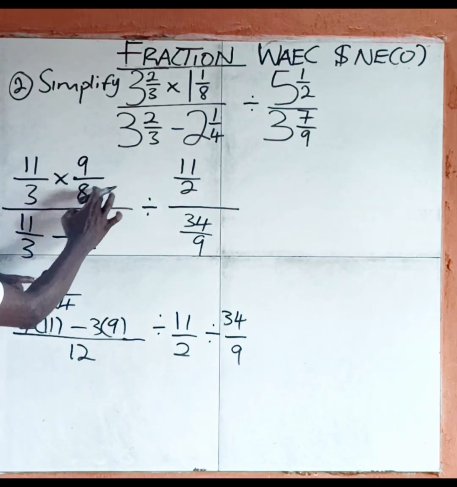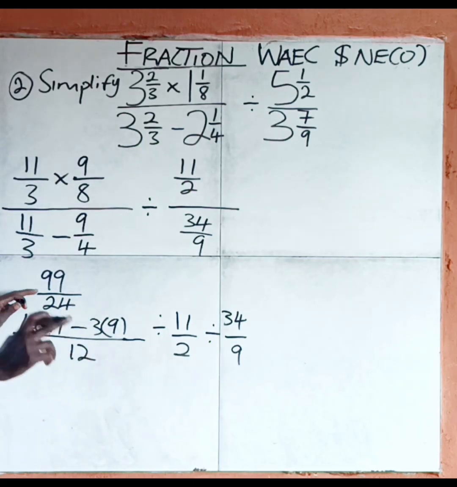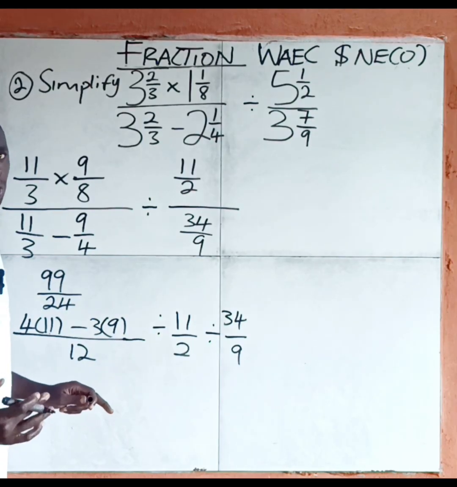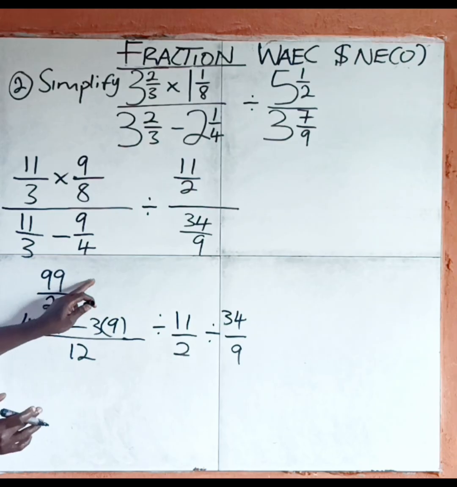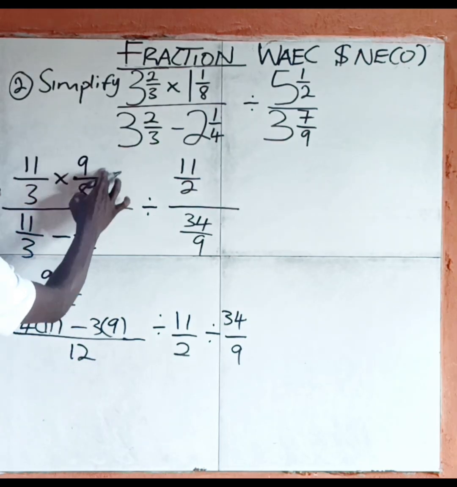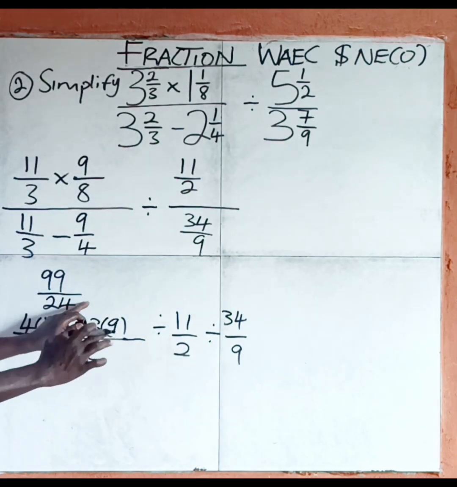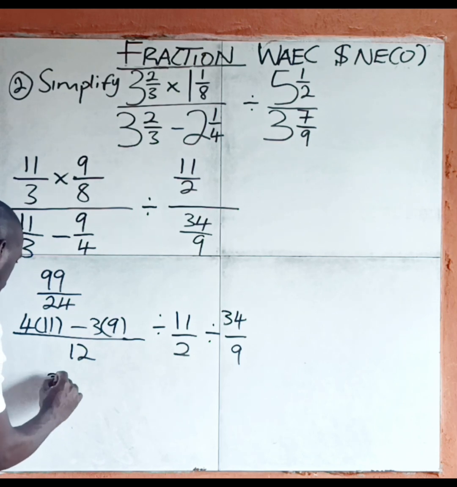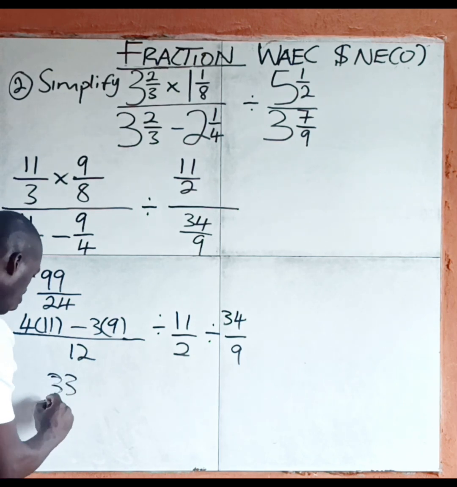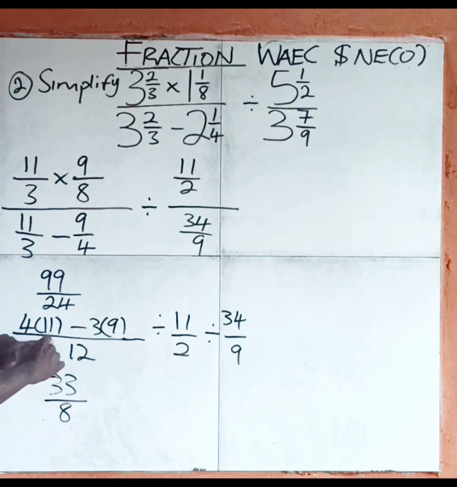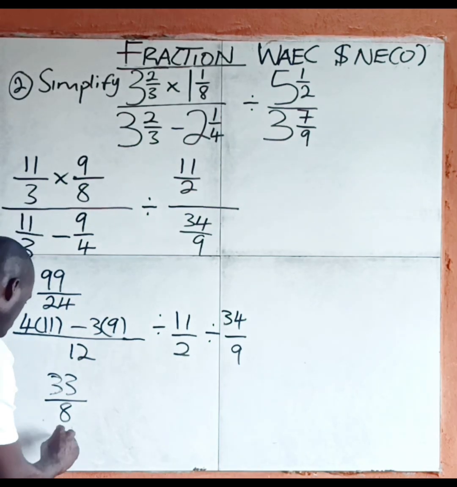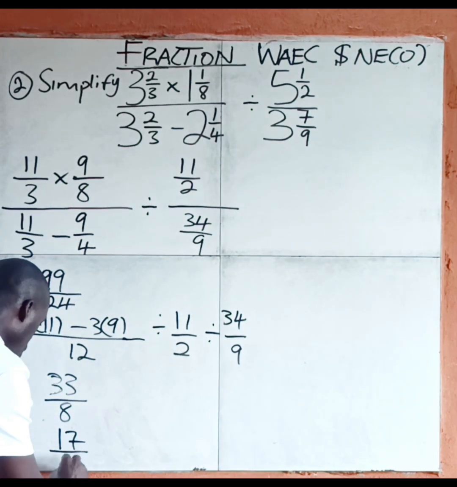Then let's look at this numerator. This numerator is 99 over 24. Can we reduce 99 over 24? Yes, we can. If 3 should go into 99, here becomes 33. If 3 should go into 24, here becomes 8. So the whole numerator we are having here is 33 over 8. So I'll come down here and say 33 over 8. Then what am I having here as my denominator? Remember, like I earlier said, our denominator is 17 over 12. So the denominator is 17 over what? 12.